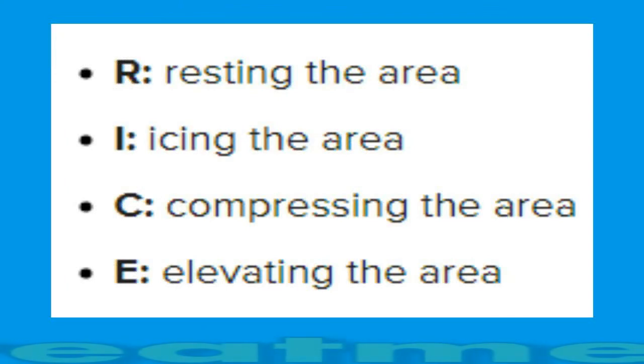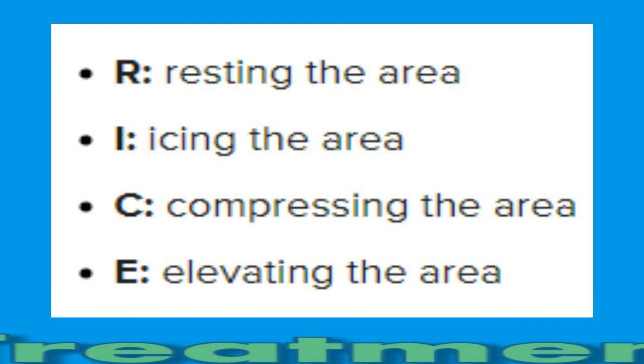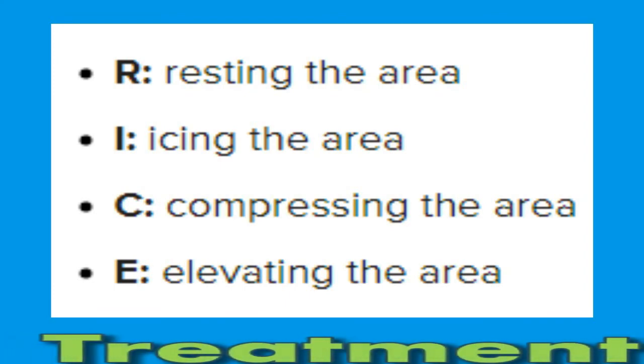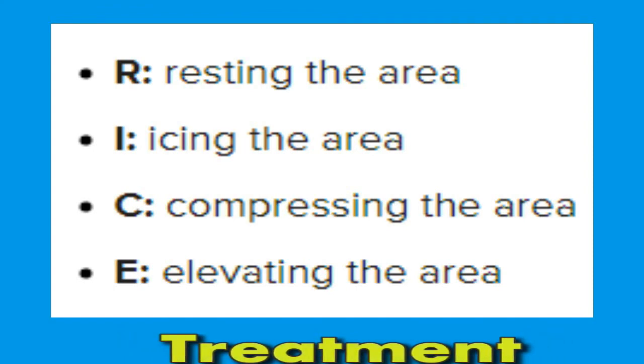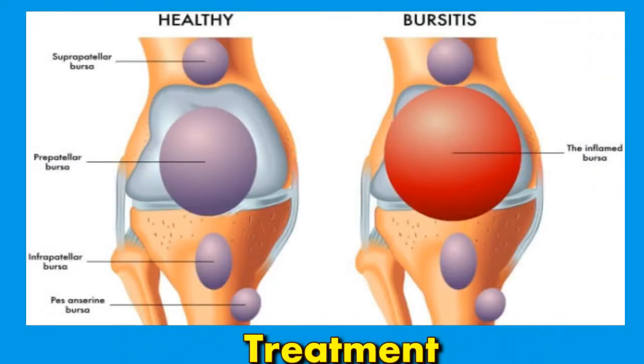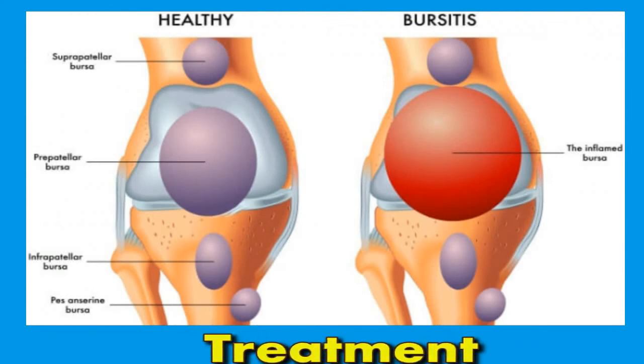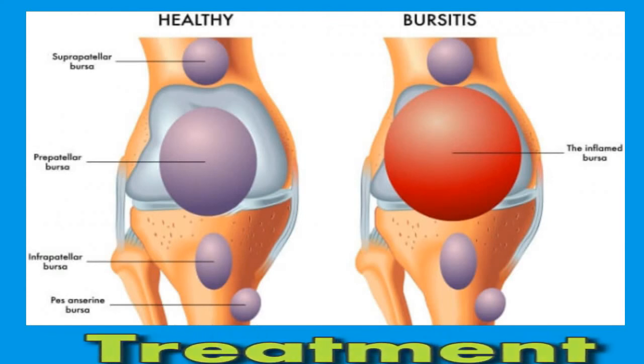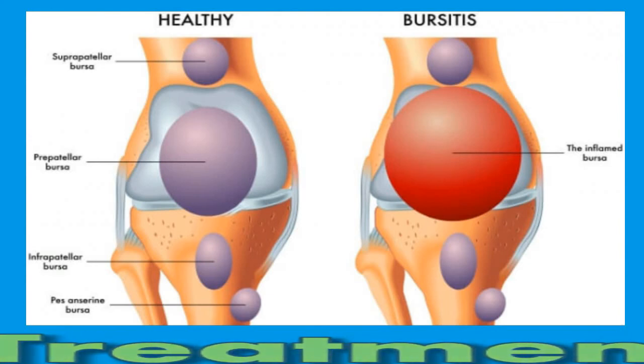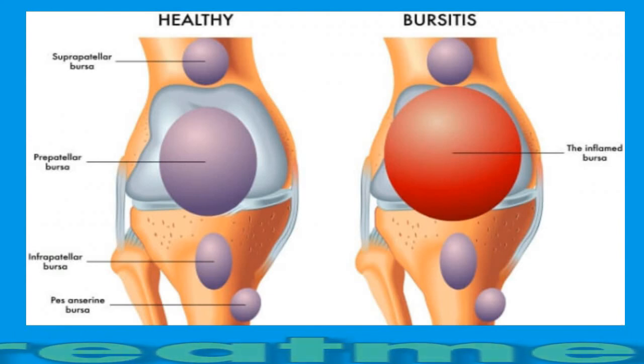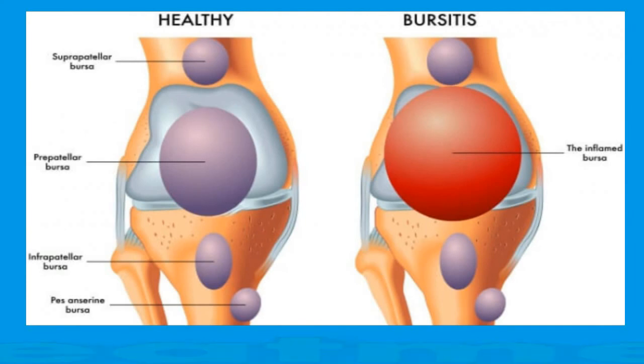Treatment. Bursitis usually goes away by itself. People can speed the healing process by using the RICE method. R, resting the area. I, icing the area. C, compressing the area. E, elevating the area. People should also make sure that they are padding the affected area to protect it from further pressure. Pain relievers such as ibuprofen or acetaminophen can also help with symptom management. In some cases, doctors may recommend corticosteroid injections, sometimes with a local anesthetic to provide relief.